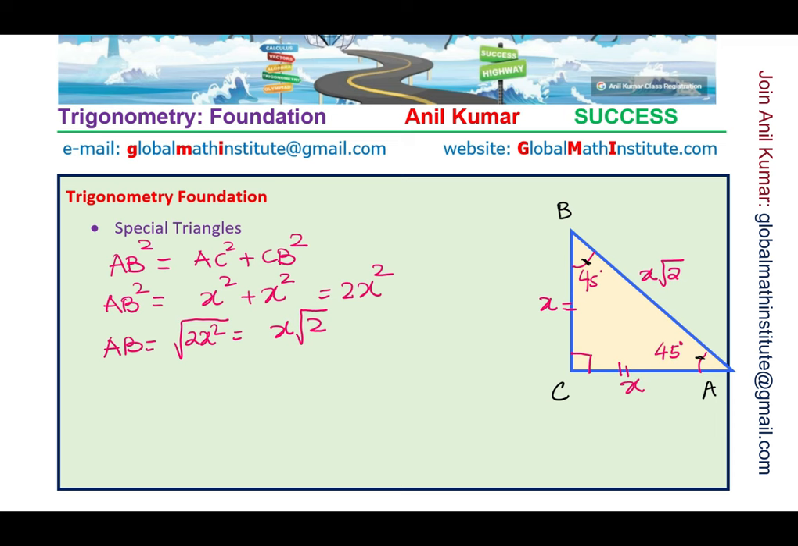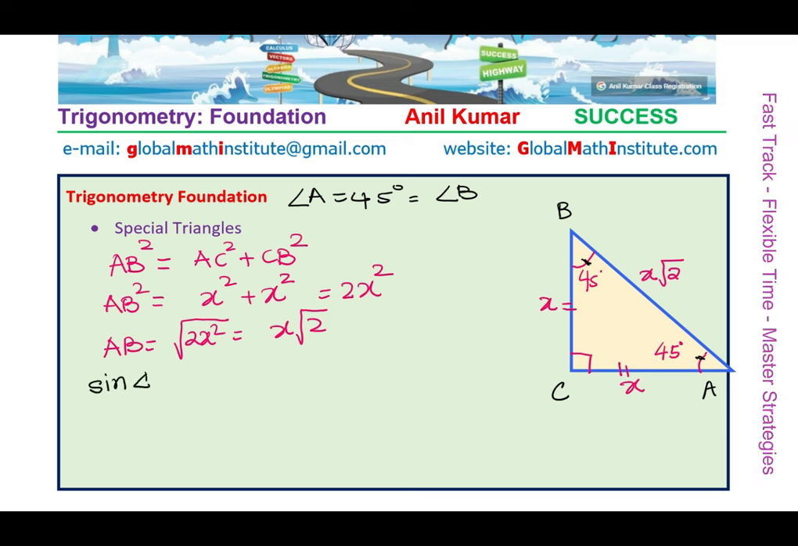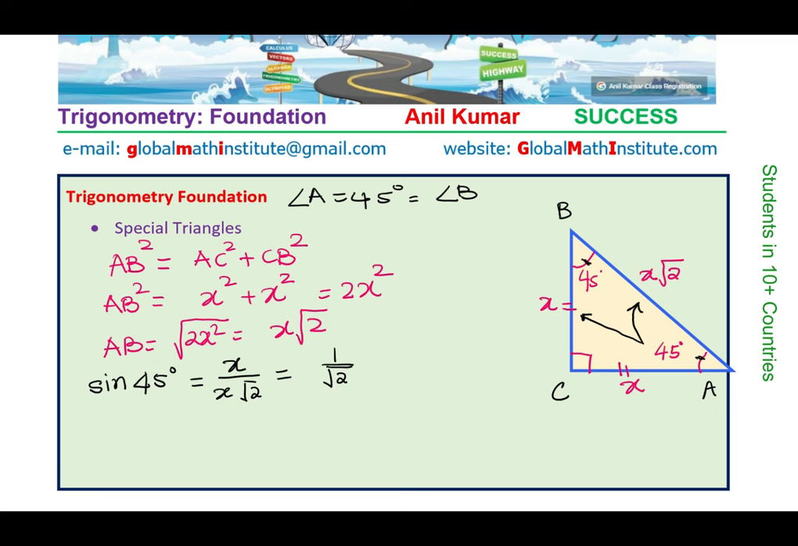Perfect. Now, in this particular triangle, we can use SOH and find what is sine of 45 degrees. Angle A is given to us as 45 degrees, which is also equal to angle B. So, what is equal to sine of 45 degrees? Sine of 45 degrees, opposite side is x divided by hypotenuse, which is x square root 2. x cancel, we get 1 over square root 2. Makes sense. Well, sometimes we rationalize and rewrite this as square root 2 over 2. Perfect. Multiplying both numerator and denominator by square root 2, we rationalize. Great.